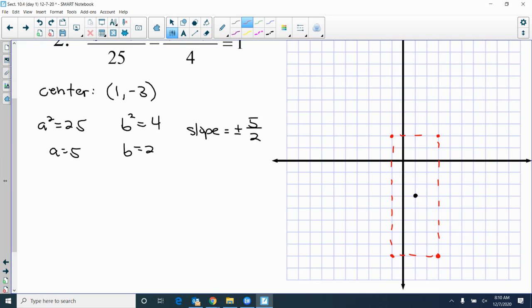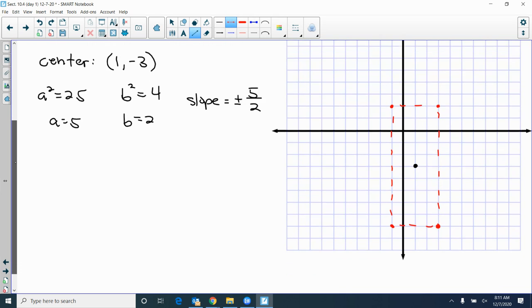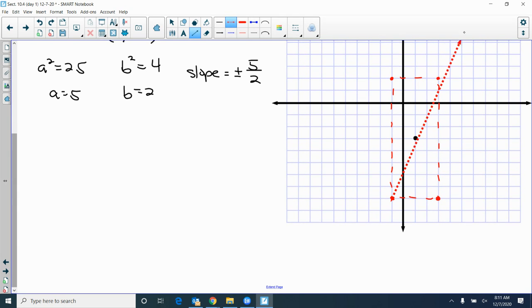You hit right at the bottom of your graph. And so you'll have to extend through there. All right, so I'm going to draw my asymptotes.